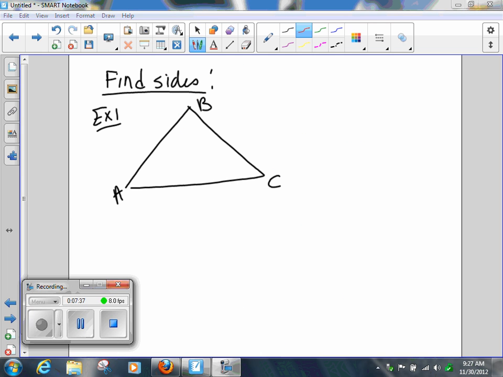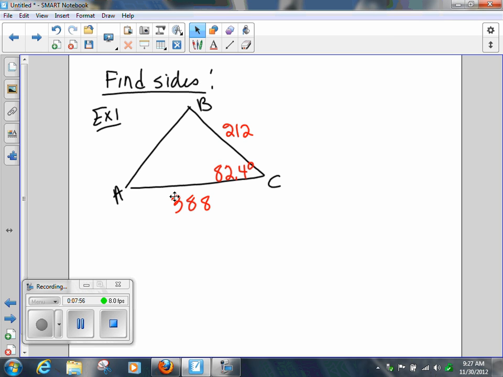Triangle ABC. Side AC is 388. Angle C is 82.4 degrees. And side BC is 212. And folks, we've got to find the missing side, okay? We have to find side C, little c. And of course, if it's a little letter, you know that it's a side measure, okay?